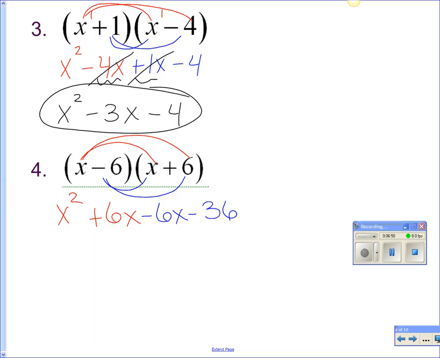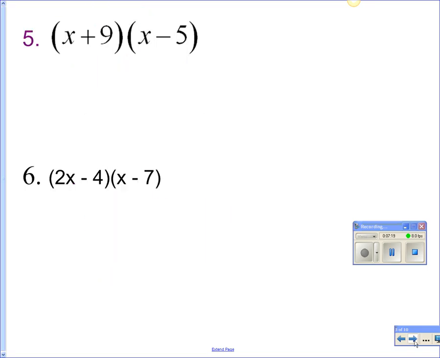All right, Ashley B., what are we doing next? Good. At this step, they cancel because you're combining them. Positive 6x and negative 6x cancel. So your answer is x squared minus 36. All right. Number 5, (x + 9)(x - 5).